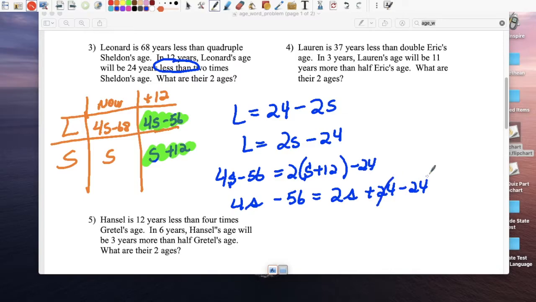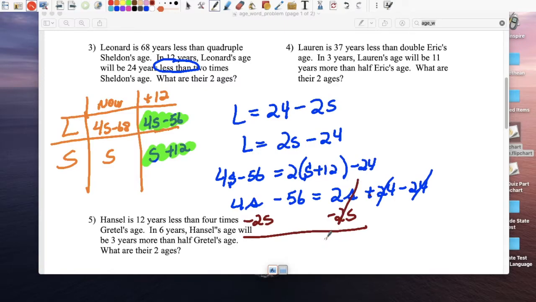I know these two can go away because that's just 0. So I'm left with 4s minus 56 is 2s. We're going to get rid of the smaller variable here, and we're going to do minus 2s here. Minus 2s. Right, so remember these two, plus 24 minus 24, out of the way.